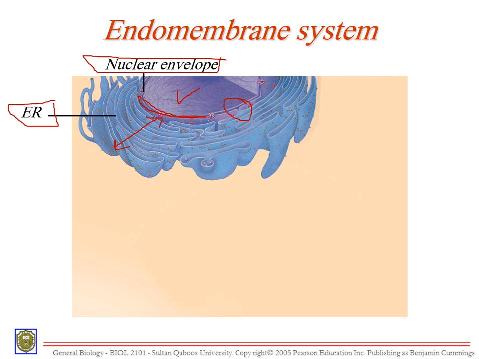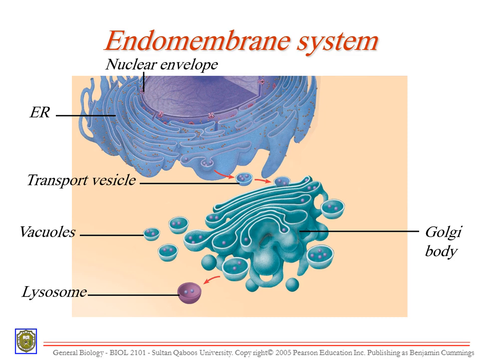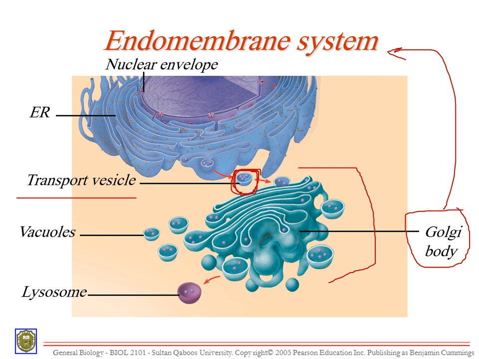So this is part of the endomembrane system, okay? And this is part of the endomembrane system. But that's not the end of the story. Even these are part of the endomembrane system. So you have transport vesicles. Their job is to carry things from the ER to the Golgi body. So this is a Golgi body here. They look like a pack of bread, like Lebanese bread stacked on top of each other. Okay, so this is a Golgi body over here, which is also part of the endomembrane system.